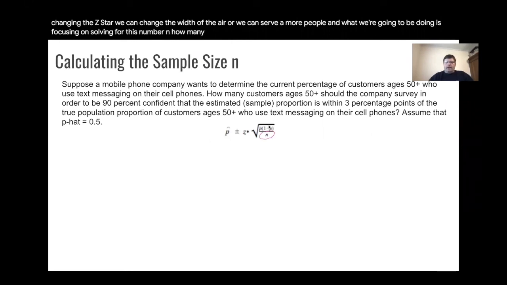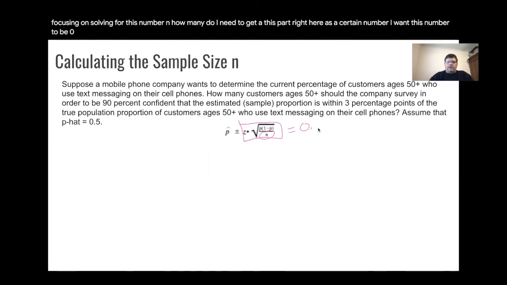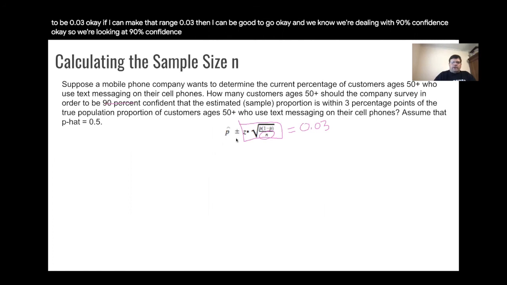How many do I need to get this part right here at a certain number? I want this number to be 0.03. Okay, if I can make that range 0.03, then I can be good to go. And we know we're dealing with 90% confidence, so I know I'm going to have 1.645 in there.